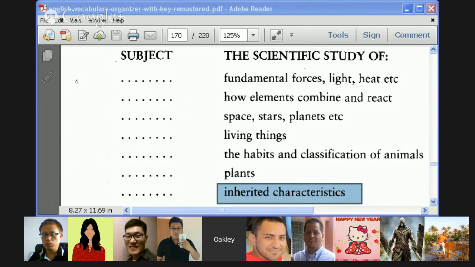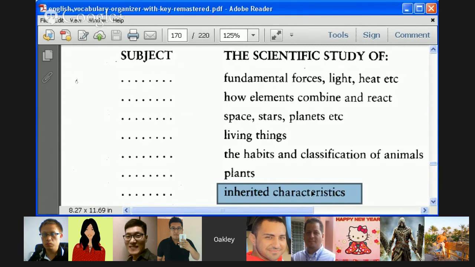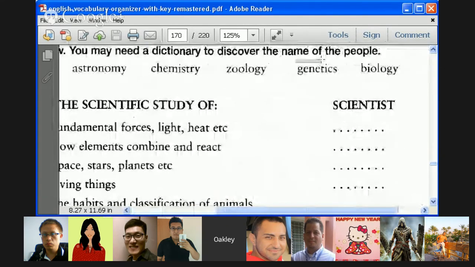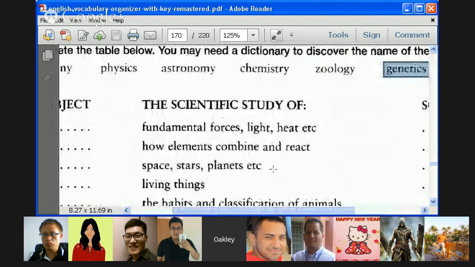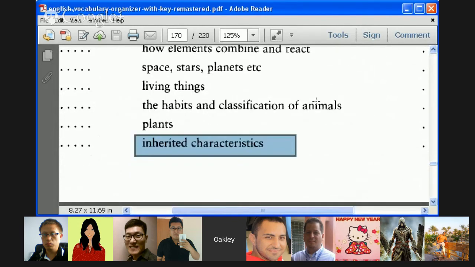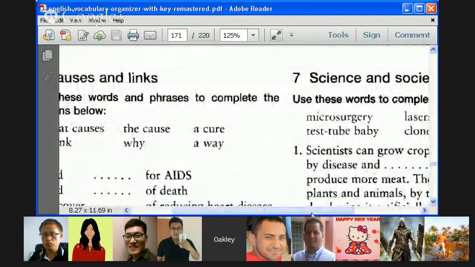Okay, and last one here, Zhang. Yes, I think it is genetics. Genetics. All right. Indeed, you are correct. Genetics, absolutely. Inherited characteristics of actually both plants and animals. Okay, moving on.